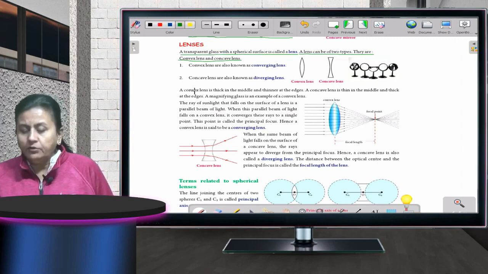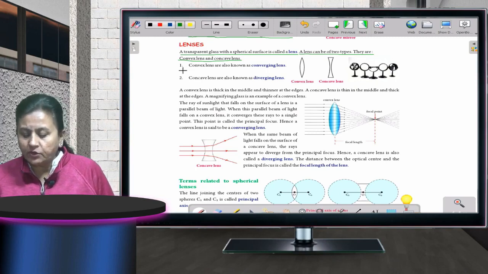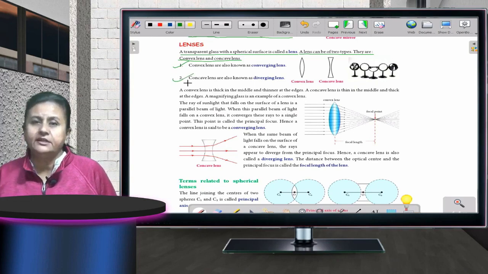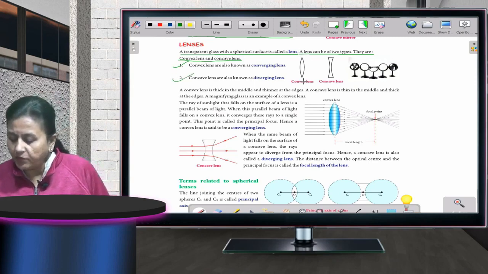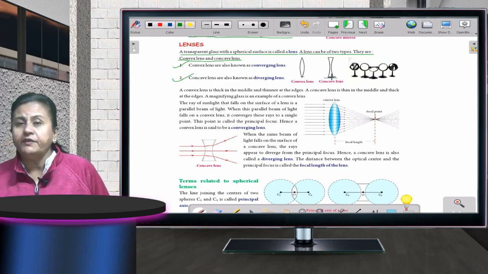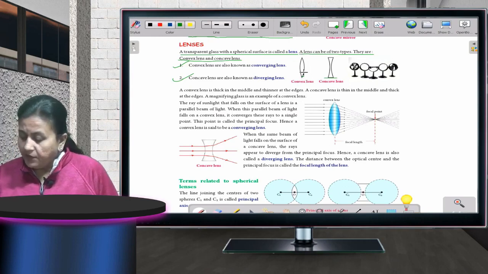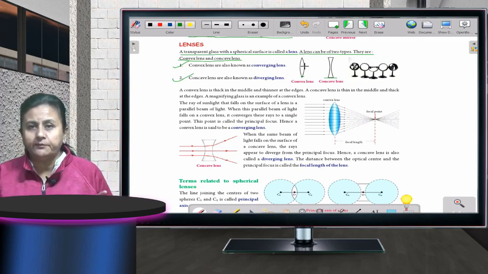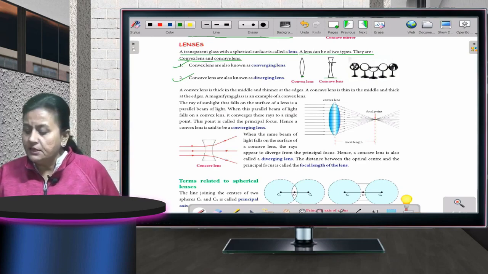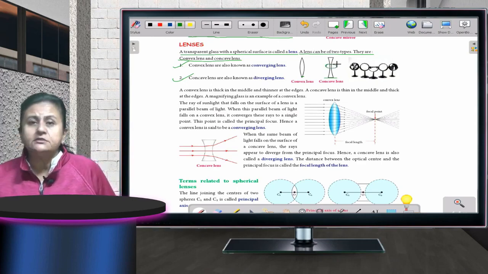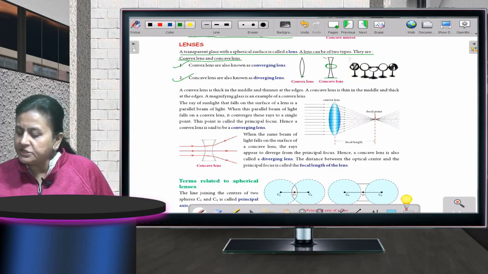Now there are two types of lenses I told you. First is convex lens, known as converging lens, and concave lens, known as diverging lens. You can see this is the diagram of convex lens over here, and this is a convex lens. Now in concave lens, you can see the diagram here. The middle part of the convex lens is thick, but as we go towards the edges, it becomes thin. But the opposite of it is in concave lens. The middle part here is thin, but at the edges it is broad.